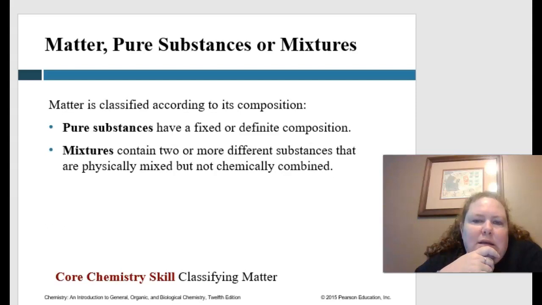So matter, again, is subdivided and classified according to its composition. Pure substances have a fixed or definite composition, whereas a mixture is kind of like a cookie mix, right? It's going to contain two or more different substances that are physically mixed but are not chemically combined. And that'll come in handy when we talk about that specific definition when we're talking about solutions, etc.